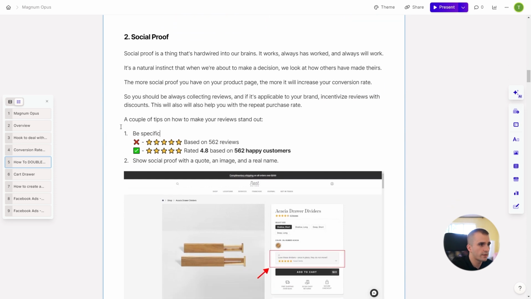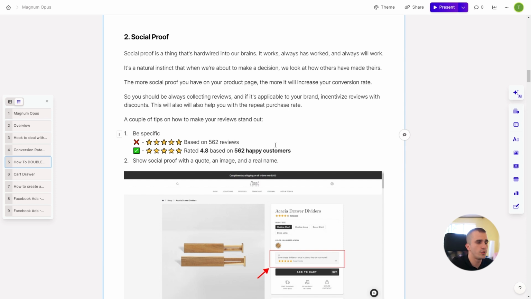So you want, first of all, to be specific. I see many stores just saying 5 stars based on 562 reviews, and that's it. That's not bad. That's better than having no reviews at all. But if you try to be specific with your reviews, you will start to look like an authority, like you know your numbers. It's a bias of people: when you're more specific, you appear kind of like an authority.